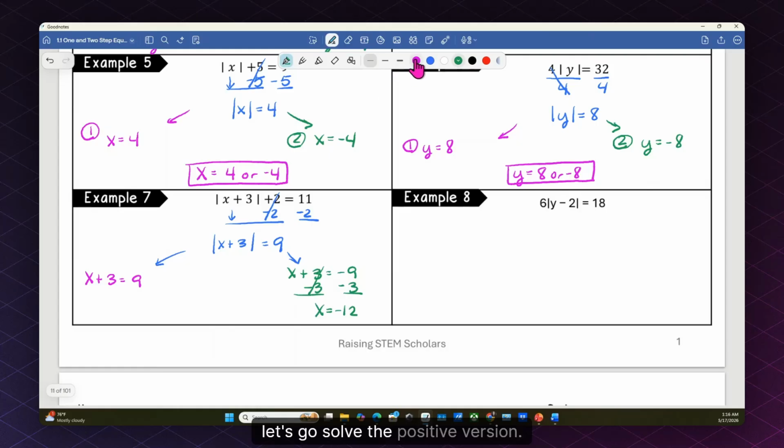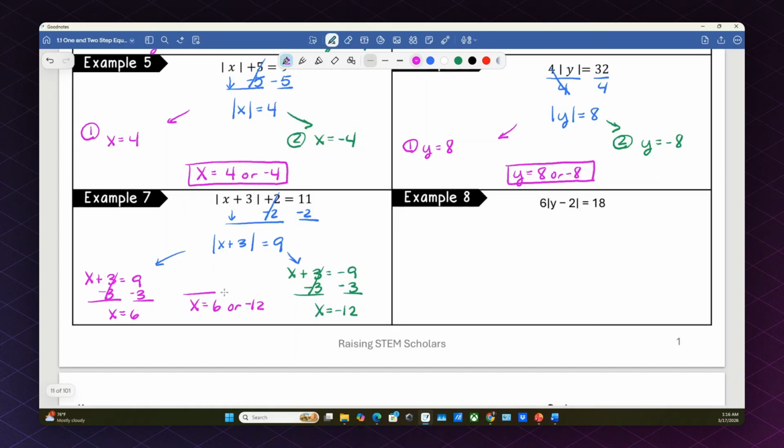Alrighty, let's go solve the positive version. We're going to subtract 3 from both sides. That cancels, and we get x equals 6. So there are two solutions, 6 or negative 12, that will work in this particular equation.